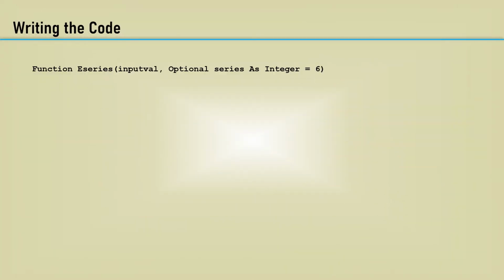Okay, let's code this thing up. I'm calling the function E-series. The first argument is the input value. The second is the series number. I made it optional to set it at a default of 6.